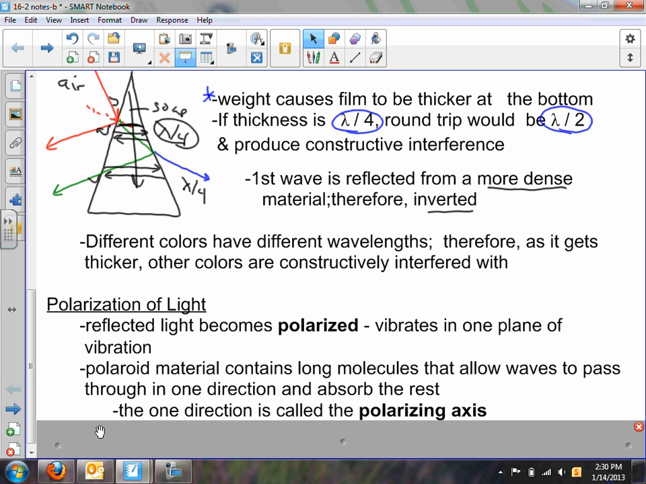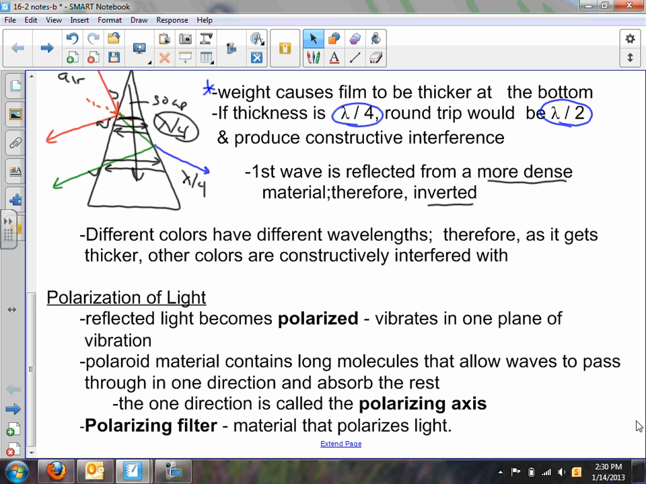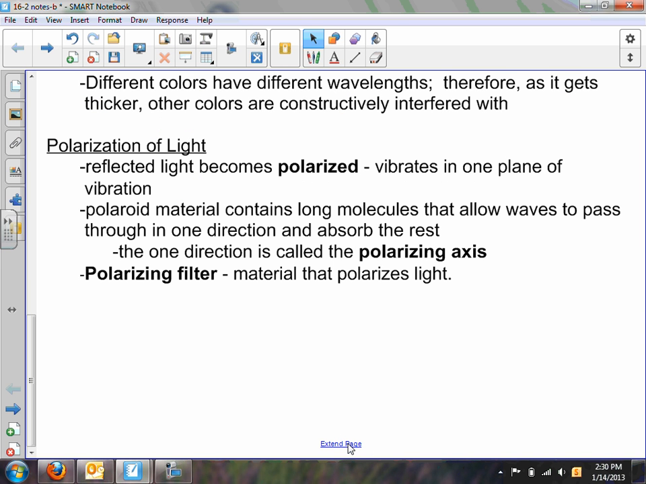The one direction that we allow light to go through is called the polarizing axis. And a polarizing filter is some material that polarizes light. You want to think of a polarizing filter maybe like a picket fence or the bars of a jail cell.